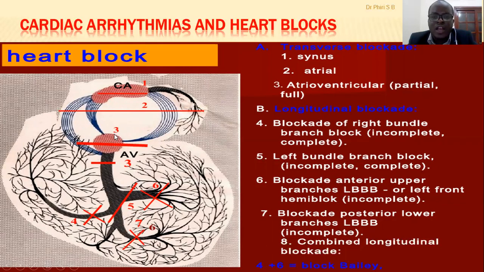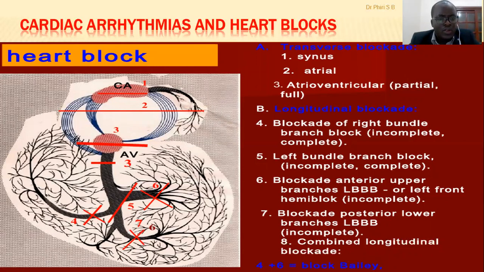Then you can have atrioventricular blockade, which could be a partial or a complete blockade. So these are different types of AV blocks. These are called transverse. Then you can have longitudinal blockade, so you are blocking the conductive system in a longitudinal plane. These are called longitudinal as opposed to transverse.